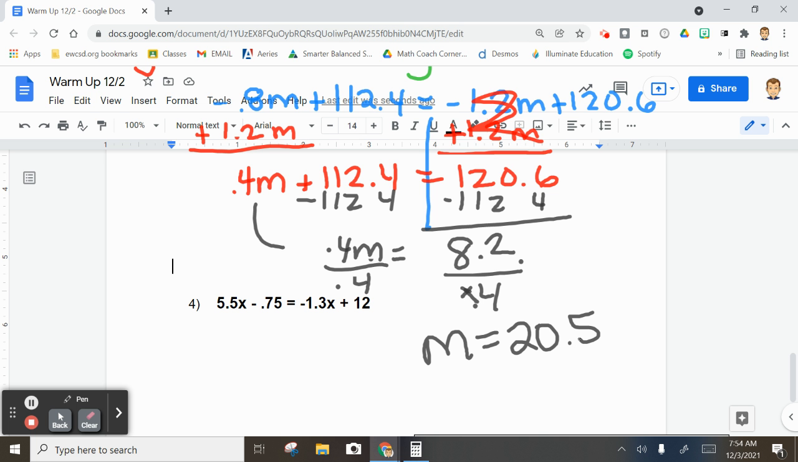All right? This last one, go ahead and do this on your own. Remember, you have to add 1.3 over to this side. Okay? All right, then you're going to move this 0.75 over as well. All right, guys, do the best you can.